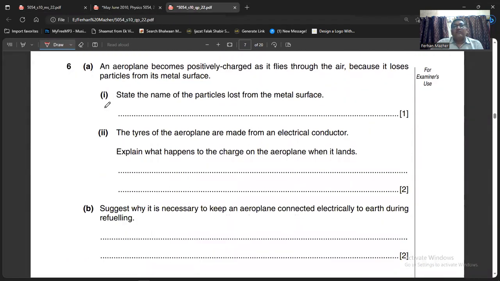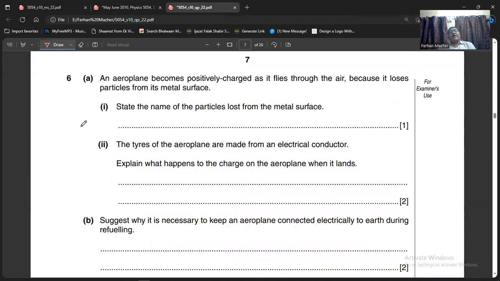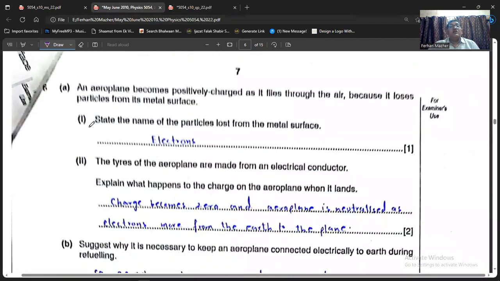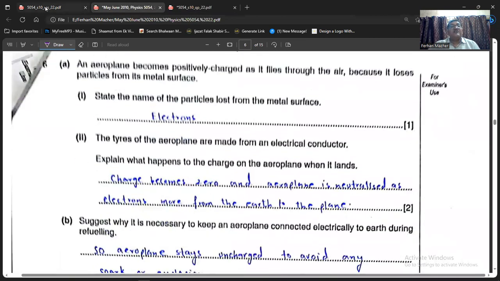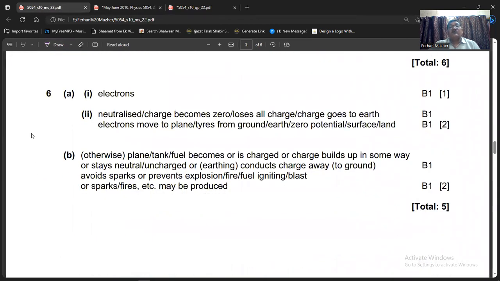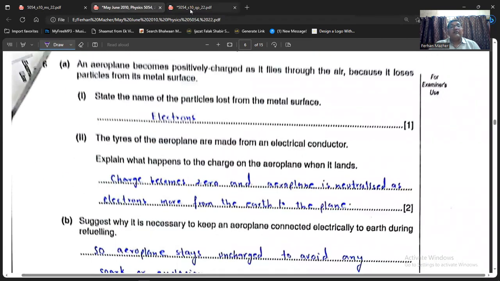Here we go. Question number 6. An aeroplane becomes positively charged as it flies through the air because it loses particles from its metal surface. State the name of the particles lost from the metal surface due to the friction. The electrons will be lost. Electrons is my answer. You can see it from the marking scheme.